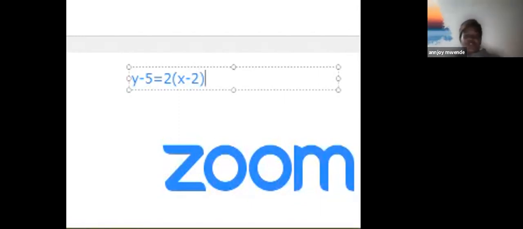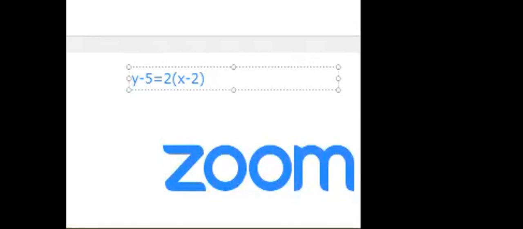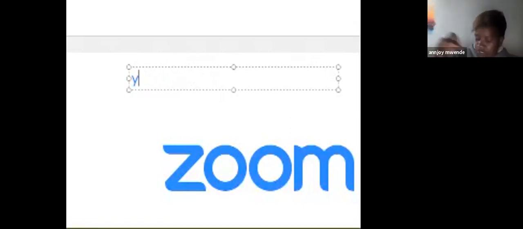That is the way it's supposed to be when you multiply both sides by x minus 2. Then you open up the bracket to get y minus 5 is equal to 2x minus 4. Then we have y is equal to 2x minus 4 plus 5. You take 5 to the other side. So you have y is equal to 2x plus 1.